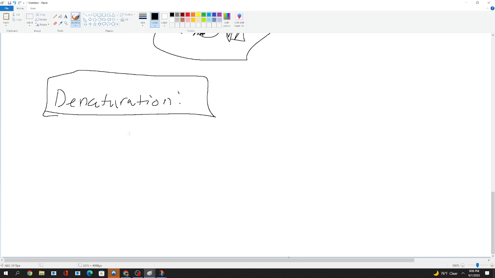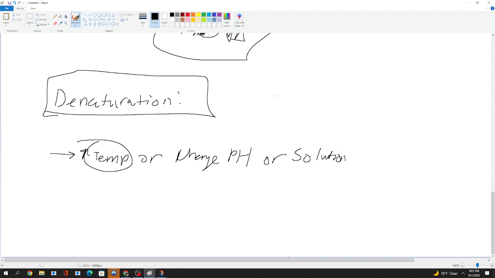Denaturation is basically when you misfold a protein. This only occurs if you raise temperatures, okay? Or change pH, or solution. What do I mean by that? Well, temperature. Bonds break when you add energy. Temperature is a form of energy.